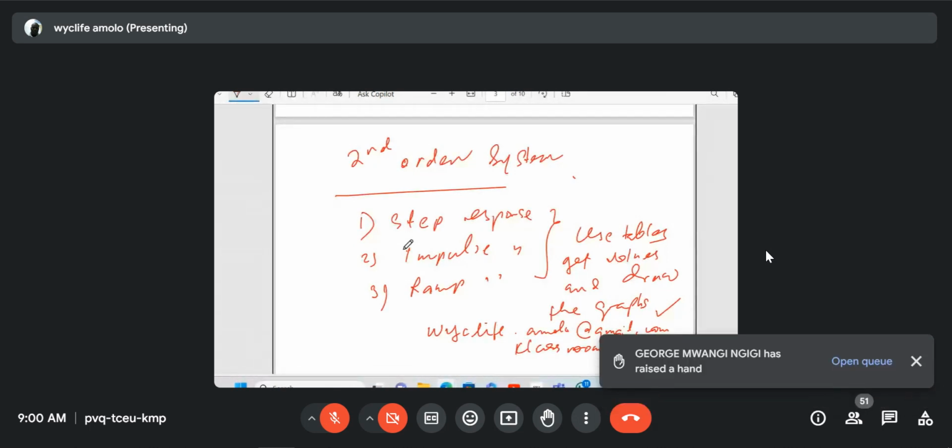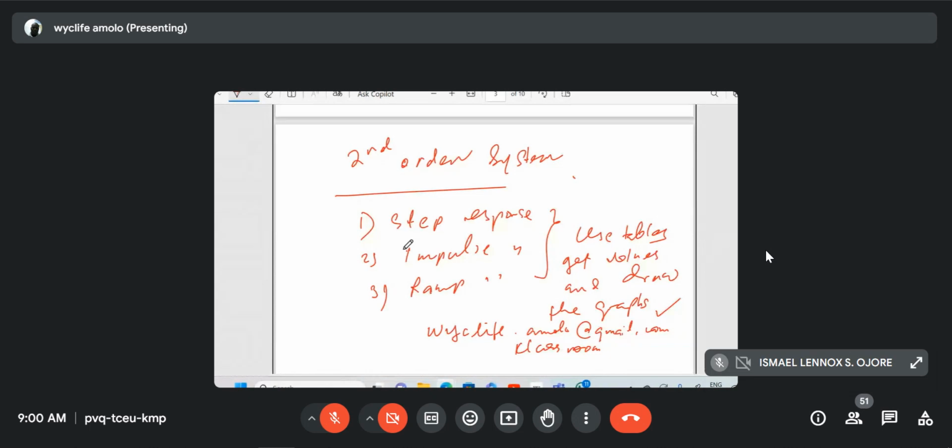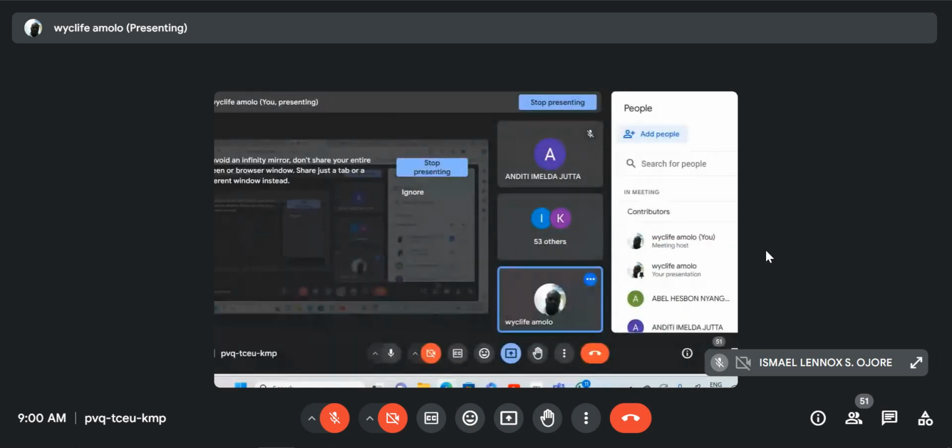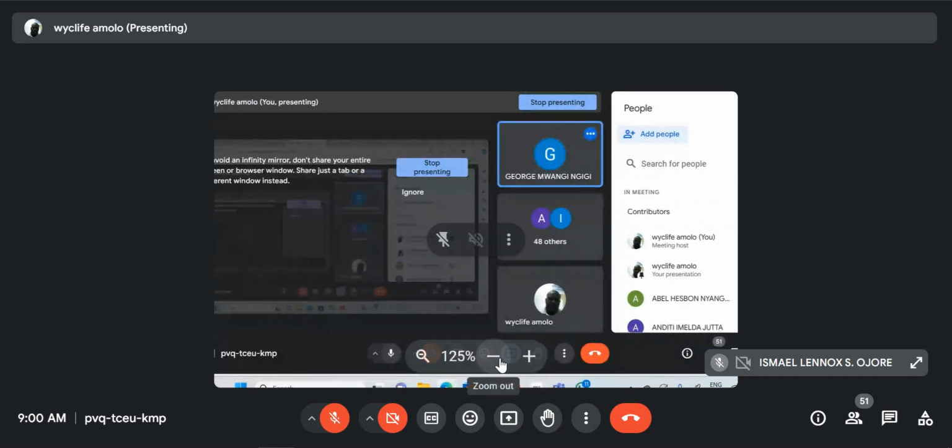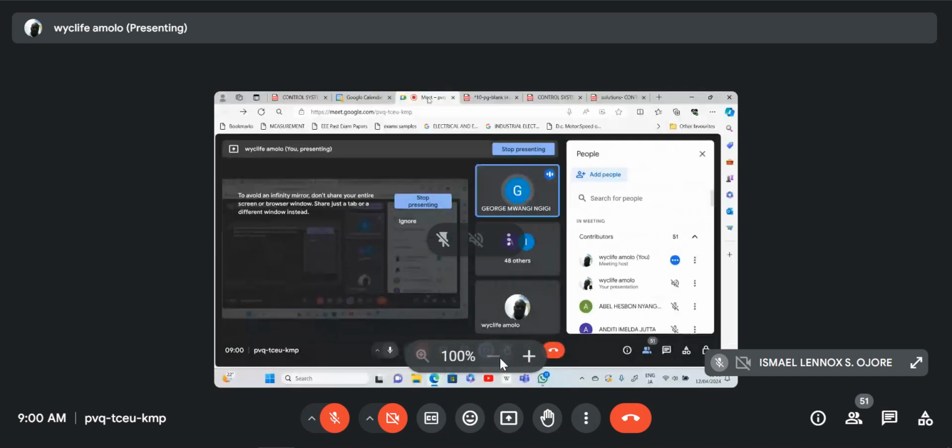Any question, please? Yes, excuse me, sir. Go ahead. Regarding that assignment for second order, the damping ratio could be 1, could be less or greater than 1 or 0. Do we draw the graphs for all the 4 cases or just one case?